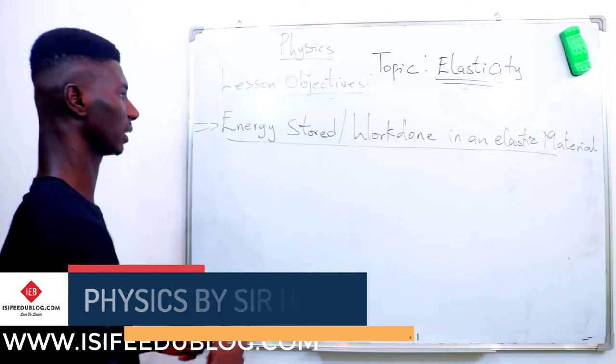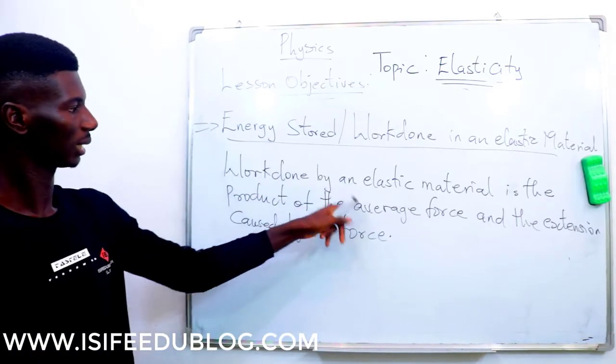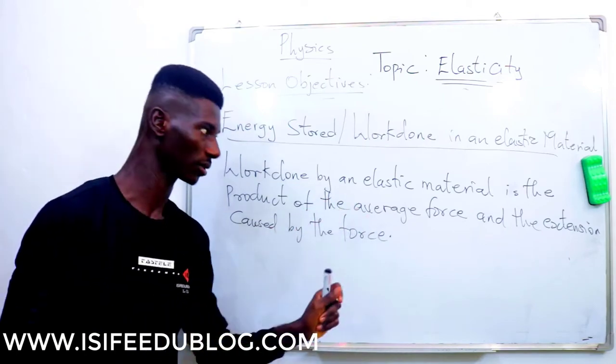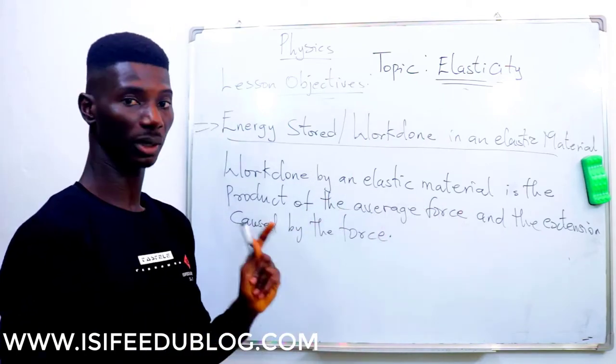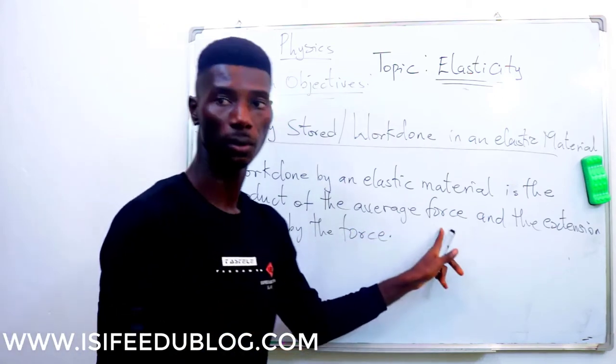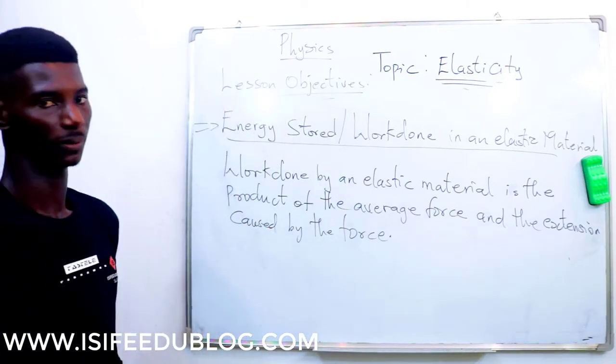Okay, now let's define what work done in an elastic material means. Work done by an elastic material is the product of the average force. Average, and whenever we talk about average, it means you are dividing by 2. The product of the average force and the extension caused by the force.